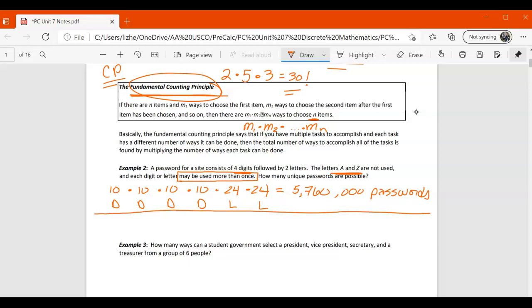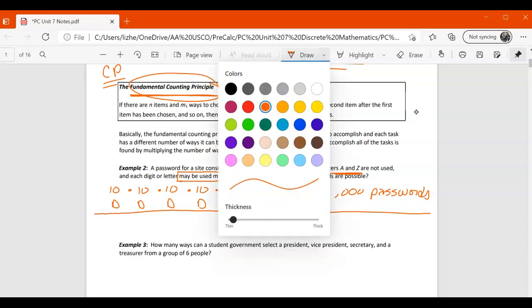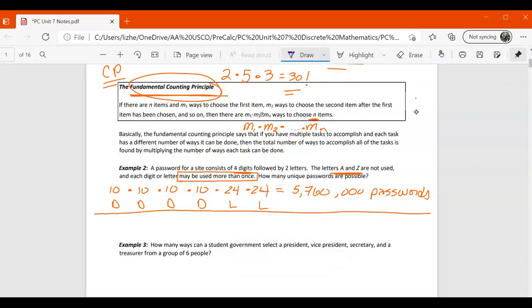But like I said, I want to do this problem twice because now I want to change it just a little bit, and I want to say they may not be used twice. So in that case, for the first digit, how many options do I have? 10. But for the second digit, I've already used one of those digits, so now I only have 9 options left. For the third digit, there's only 8 options left, and for the fourth digit, there's only 7 options left.